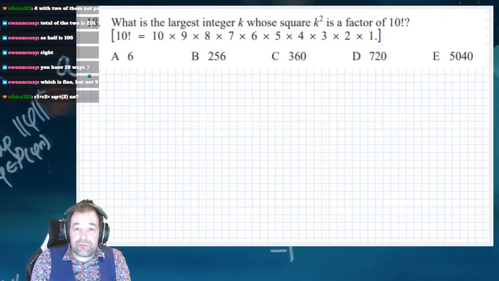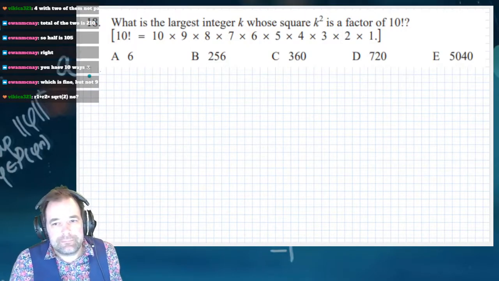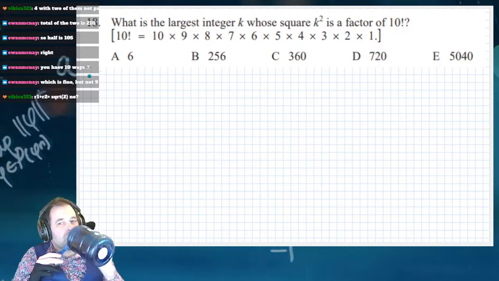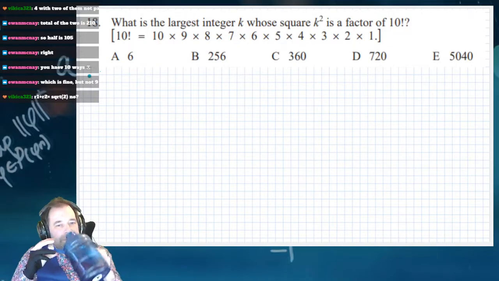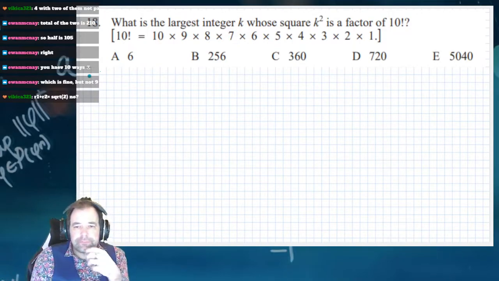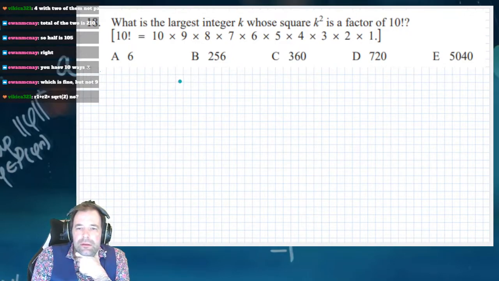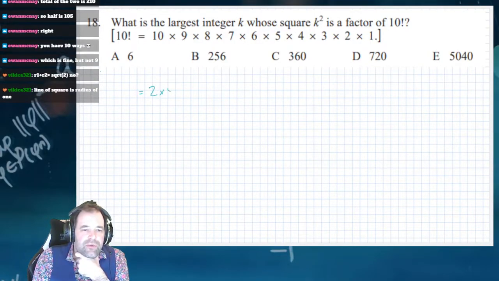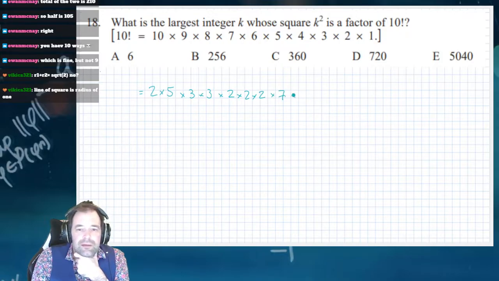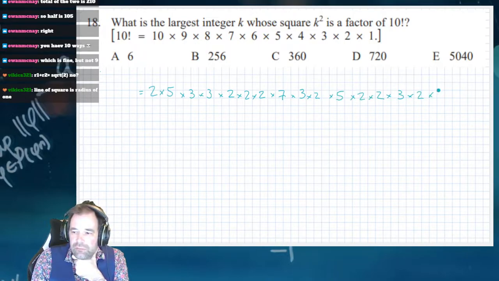What's the largest integer k for whose square, k squared, is a factor of 10 factorial? Okay, I think I've got this one. So what we're going to do, we're going to change 10 factorial into prime factors. So we're going to say this is 2 times 5 times 3 times 3 times 2 times 2 times 2 times 7 times 3 times 2 times 5 times 2 times 2 times 3 times 2 times 1.